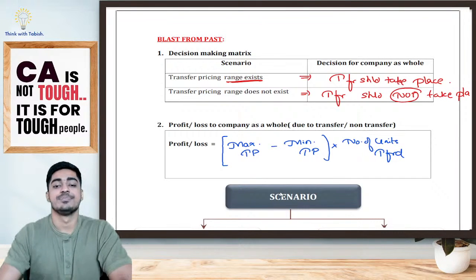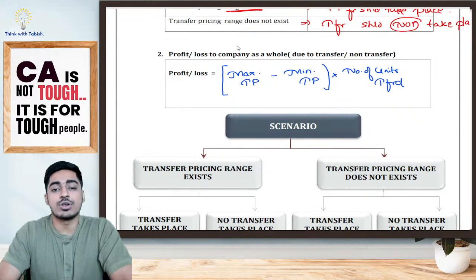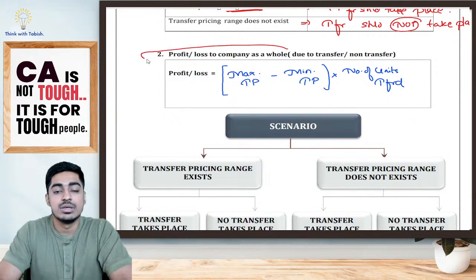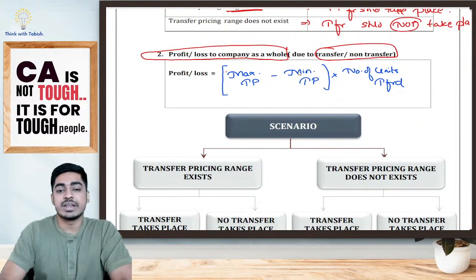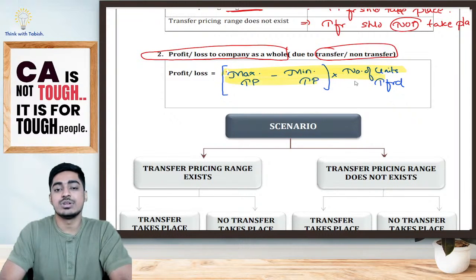Yes, should we continue? Now, what is the profit or loss to the company as a whole if transfer takes place or transfer does not take place? We've told you it is the maximum transfer price minus the minimum transfer price into the number of units.